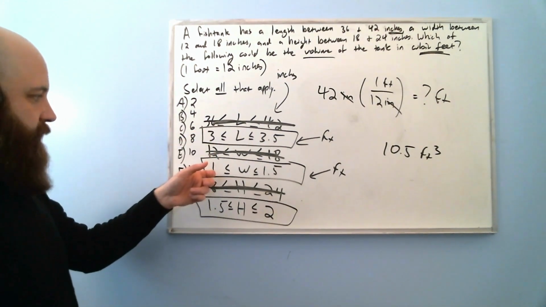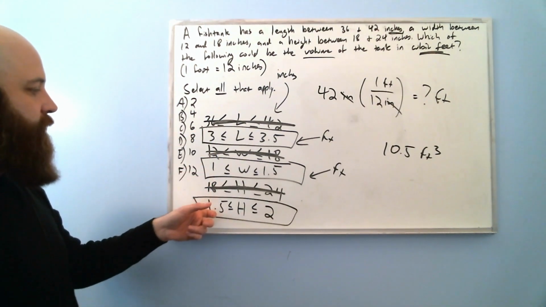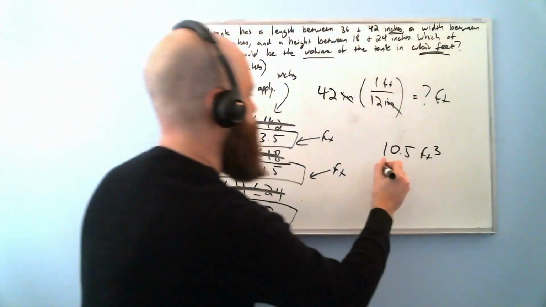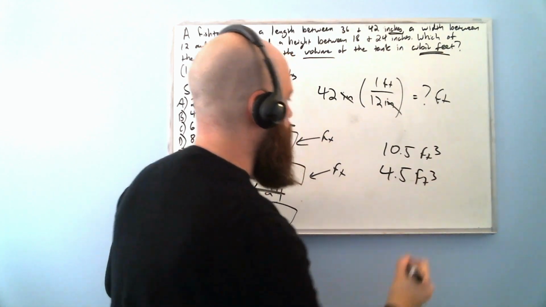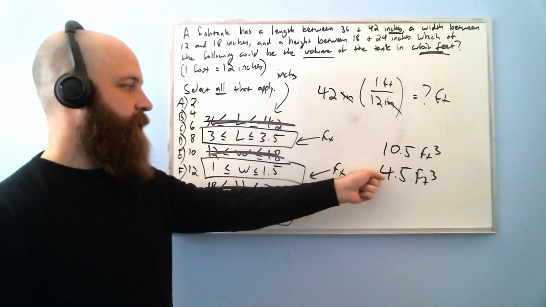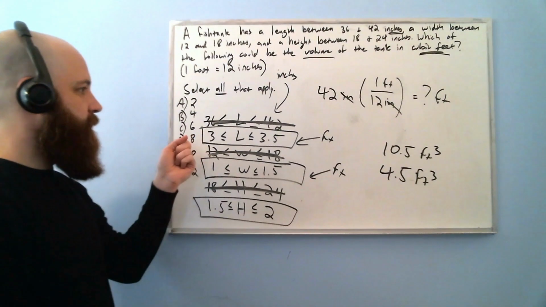3 times 1 is 3. 3 times 1.5 is 4.5. So 4.5 feet cubed. All right, there's my maximum. There's my minimum. So pick all that apply.